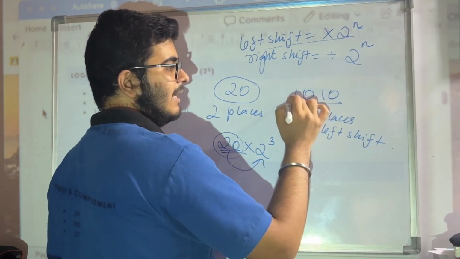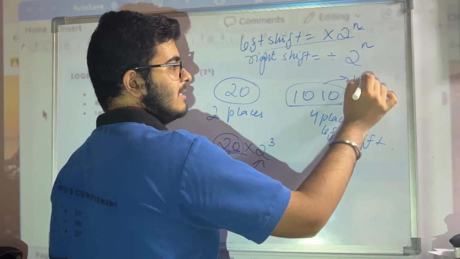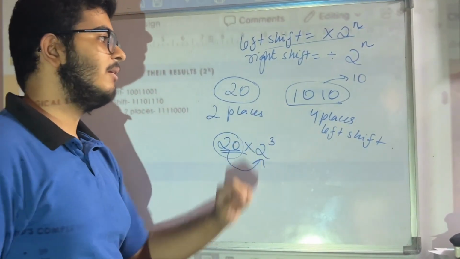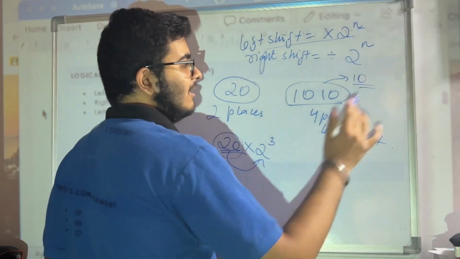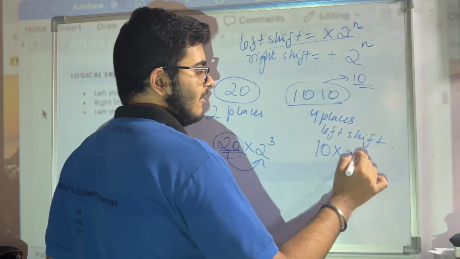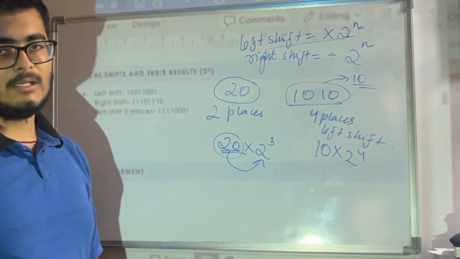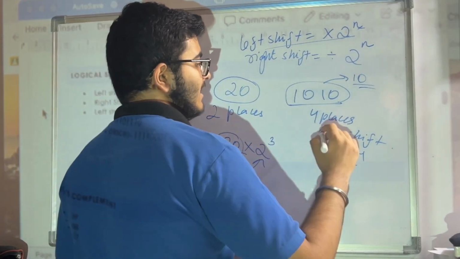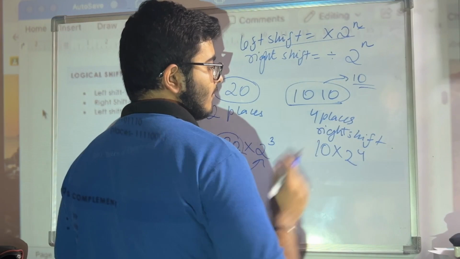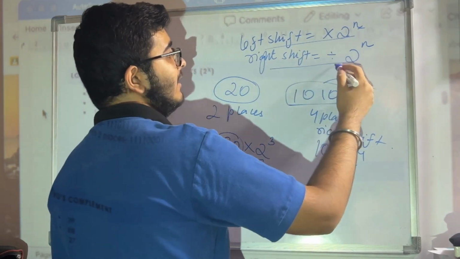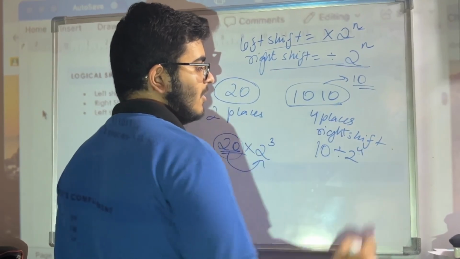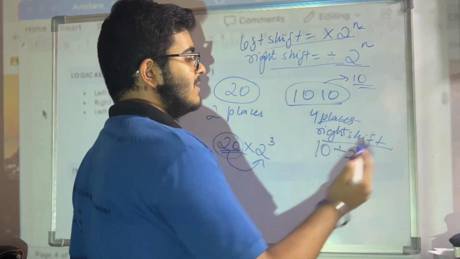What would happen? Okay, what's the denary of this number? The denary of this number is 10, right? So I did a 4 places left shift to this number. What is going to happen to its denary number? 10 into 2 raised to the power 4, right? Easy. Suppose I did a right shift on this. Suppose I did 4 places of right shift. Now what would happen is, I would divide by 2 raised to the power n. So I would just divide by 2 raised to the power 4 because I did 4 places towards right.